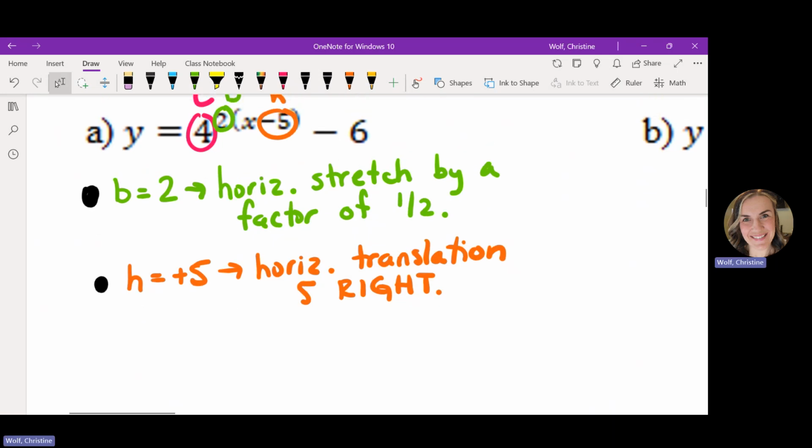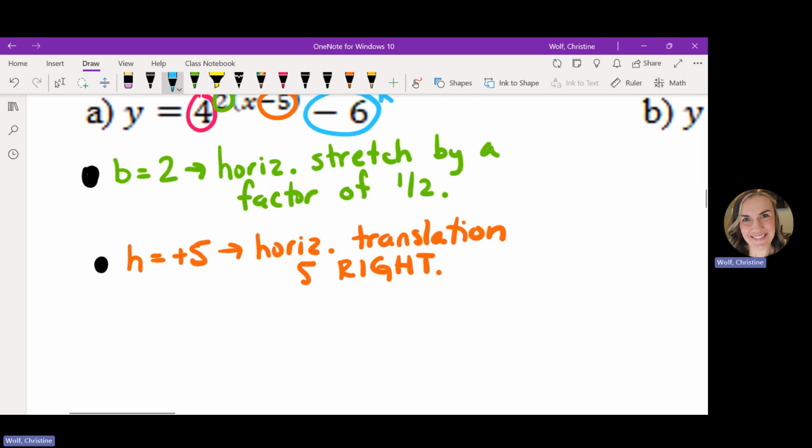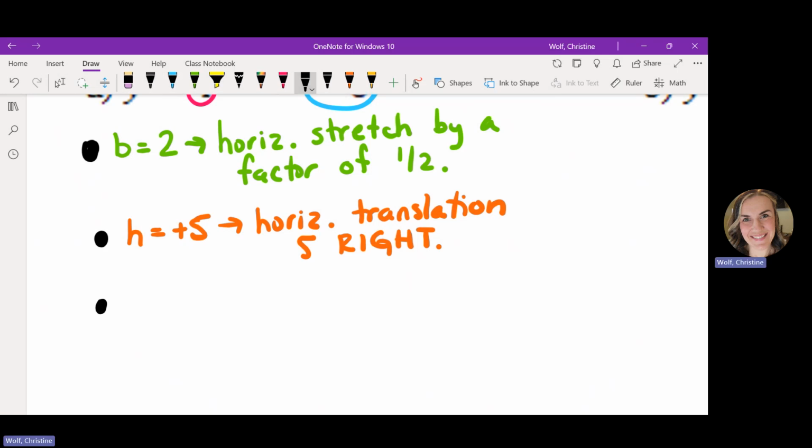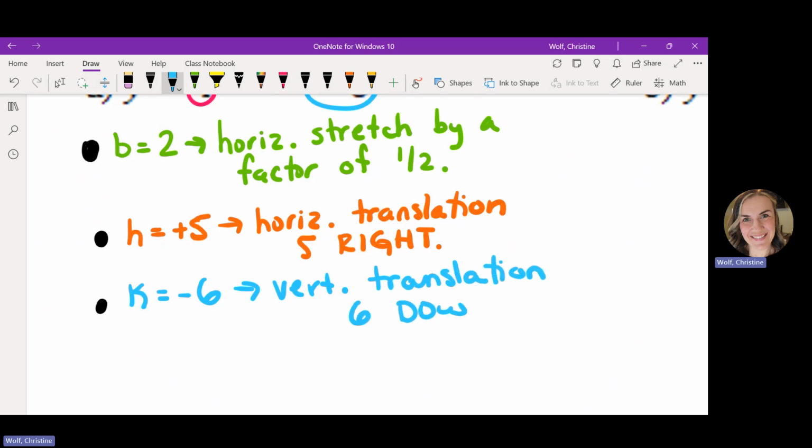And last but not least, I have this guy down here. That big number at the end is my K. So I have K equaling -6. No touching the symbol there. And that just means a vertical shift or vertical translation. I don't care which word you use. And that means 6 down. Okay, so that was a pretty basic one.